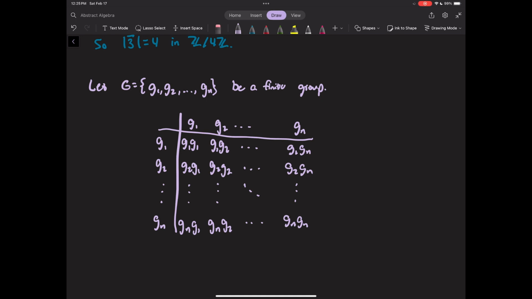One particular thing to note is that if you have a really small group, you can actually test whether that group is abelian based on its multiplication table. What you do is look for symmetry along the principal axis. If it's symmetric across the principal axis, then your group is abelian. You can see how we would have that, right? For instance, G2 times G1 would have to be the same as G1 times G2. So that's not surprising.